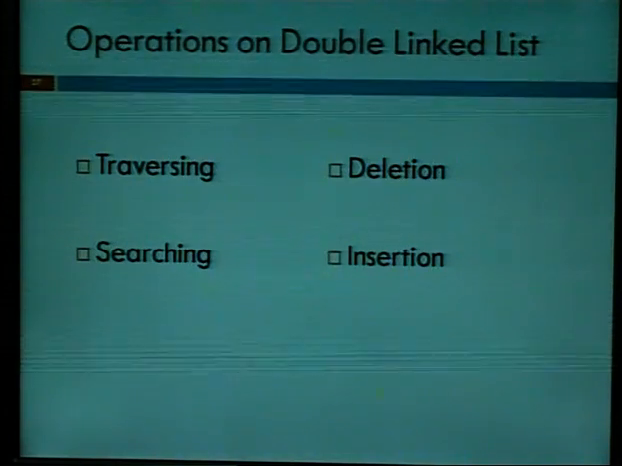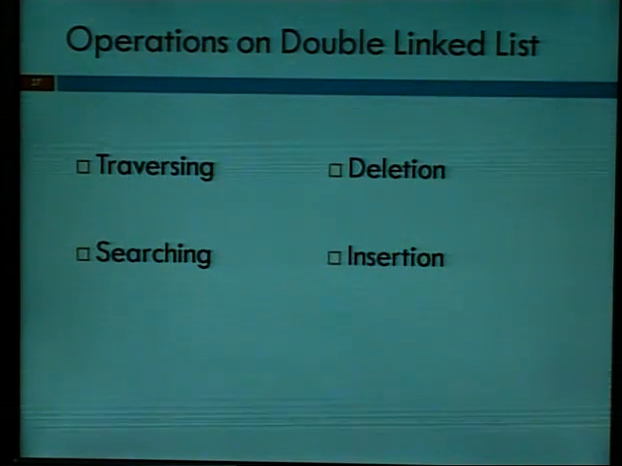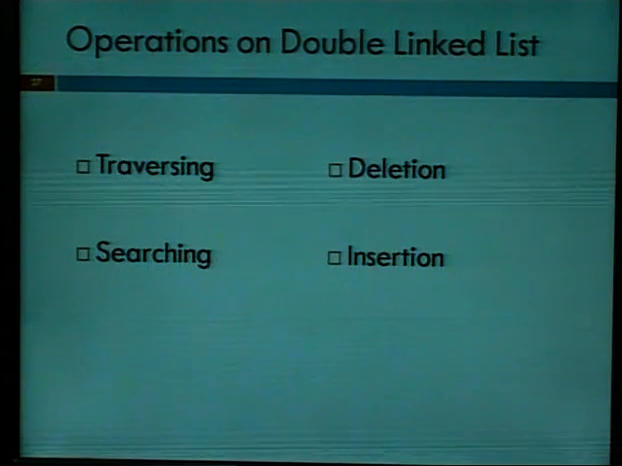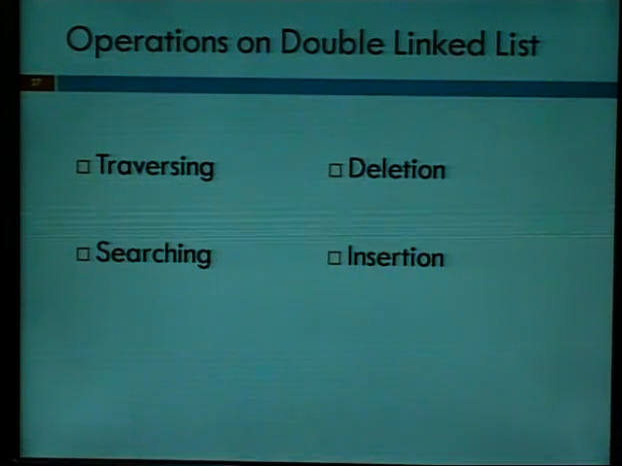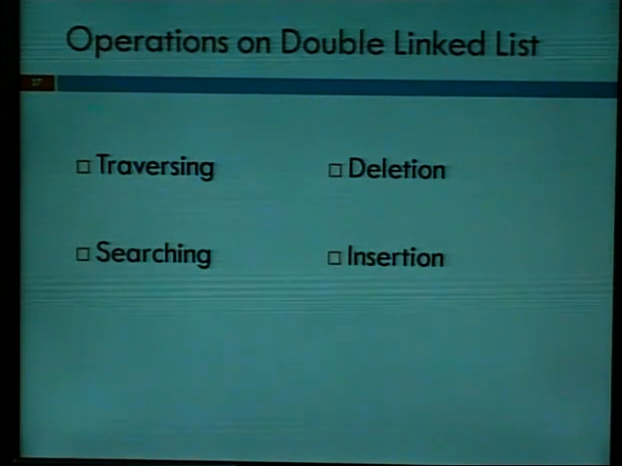In deletion, we delete a node from the doubly linked list. There are again options from where we delete the node, maybe from the starting or maybe from the end or maybe from the middle. Then searching.